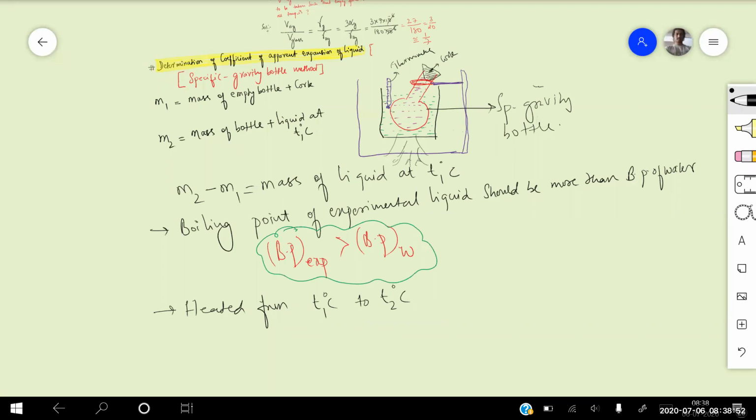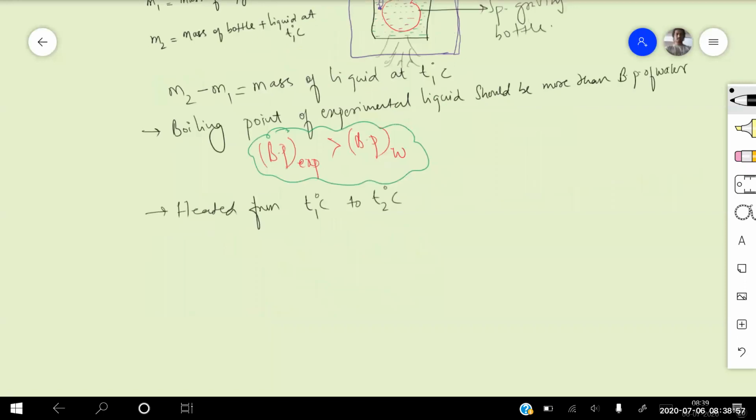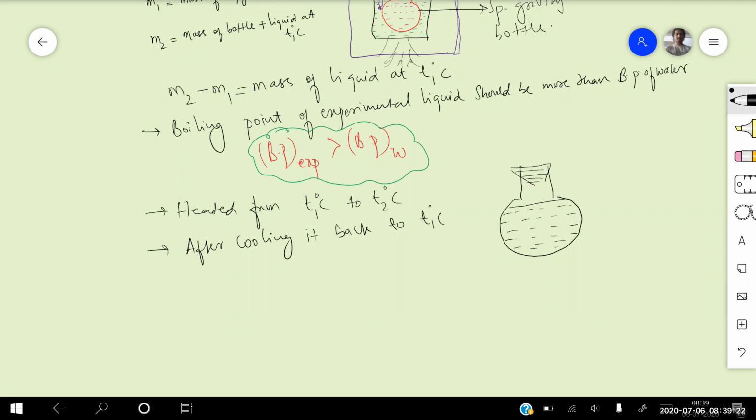So when you heat from T1 to T2 degrees centigrade and cool it back to T1 degrees centigrade, the level of the liquid in the container will become like this. This is your cork, and the level of liquid will be only up to this point, because a certain amount of the liquid has oozed out.